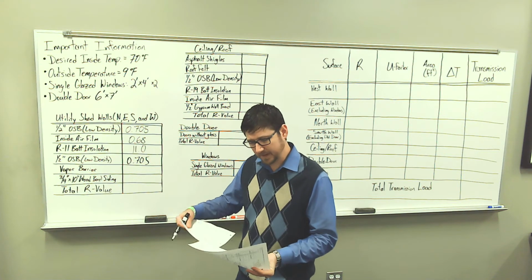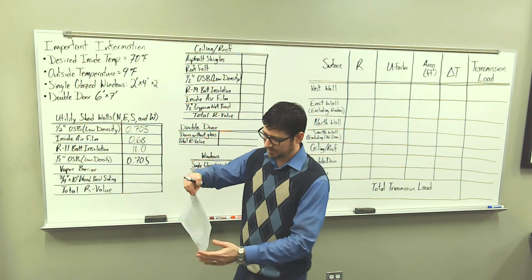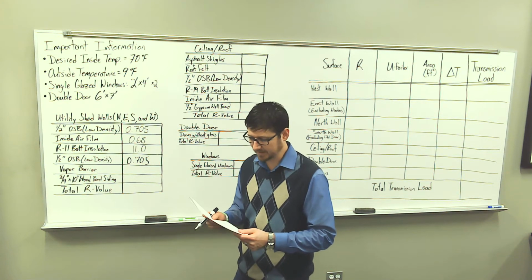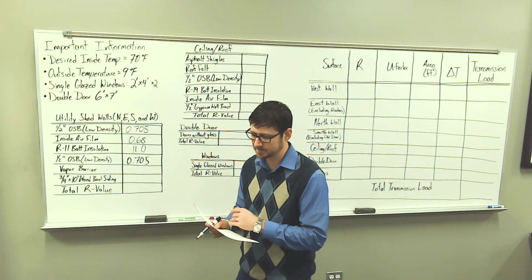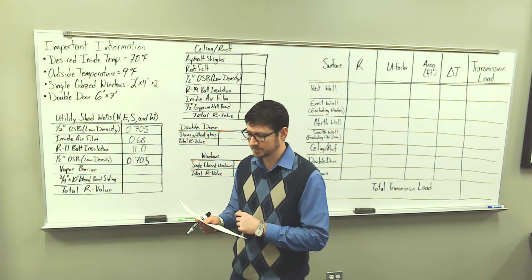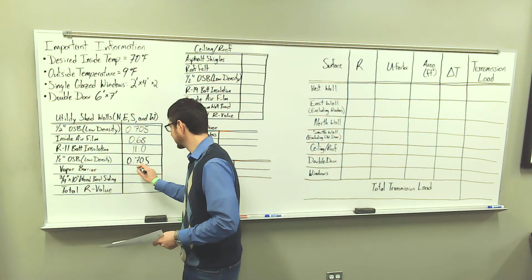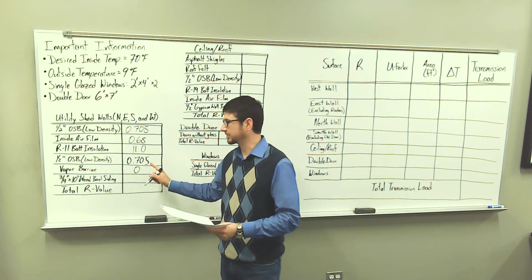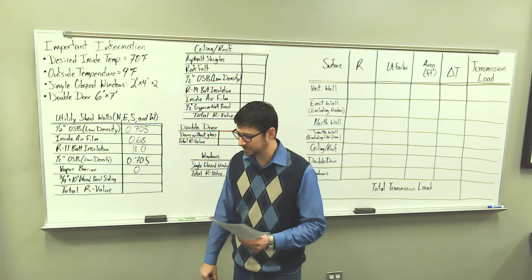Next we have a vapor barrier. I believe this is on page 2. Yes, it's on page 2 under the insulation section, and it is the last row. It says the R value per unit is 0. So that is absolutely worthless when we're talking about transmission load.